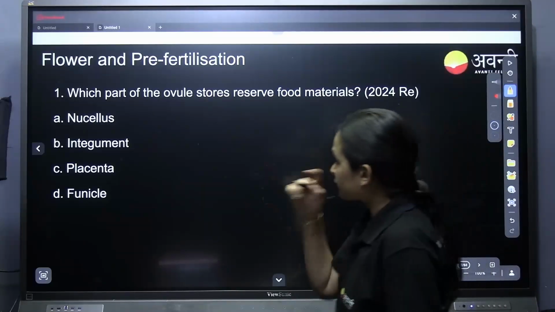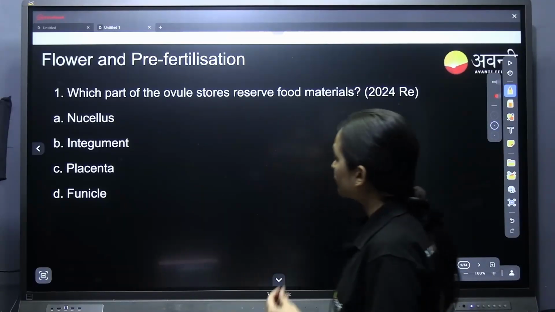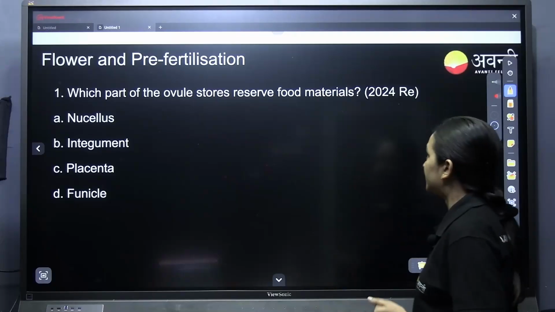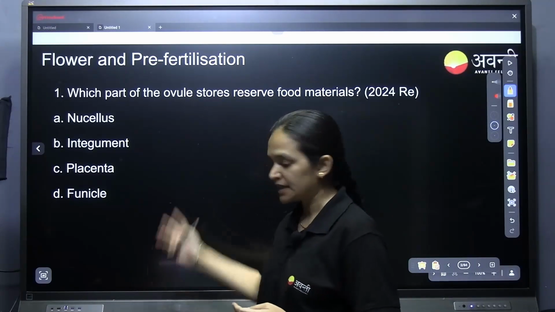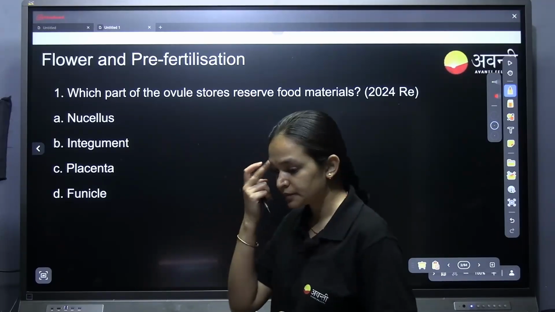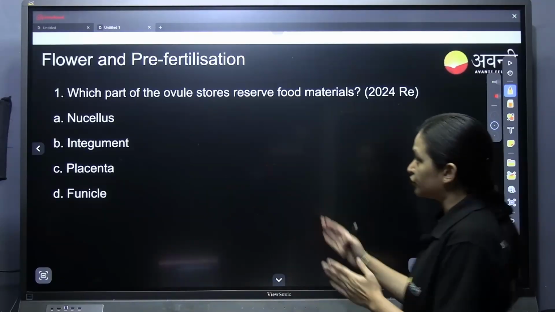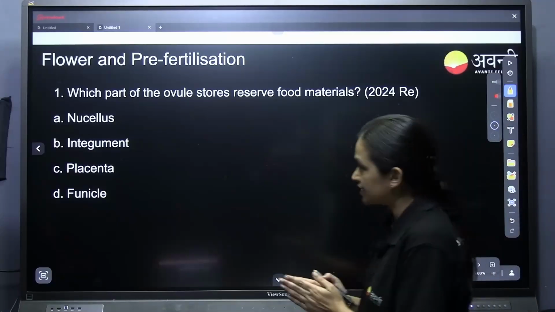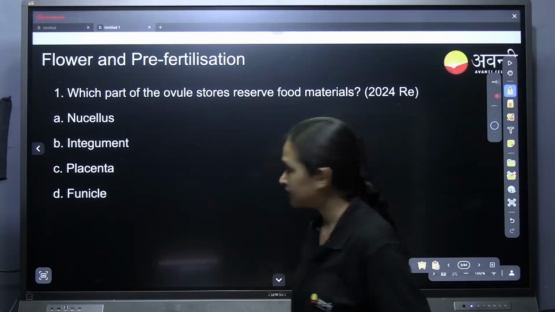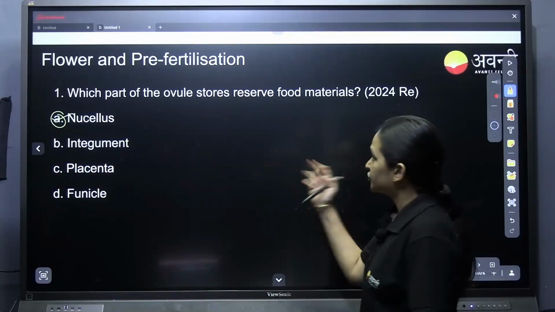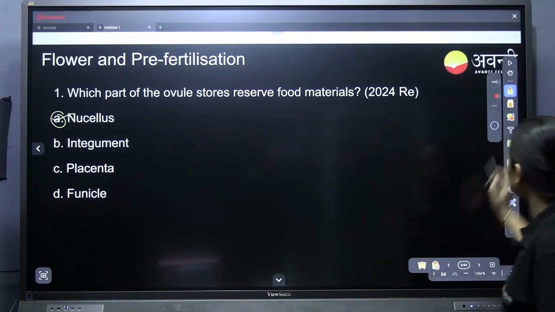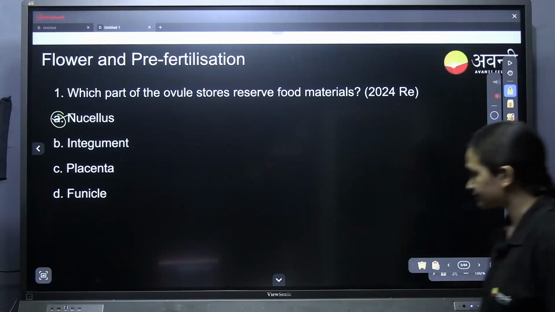The first question, from the flower and pre-fertilization: which part of the ovule stores reserve food materials? Easy, directly from the NCERT. Tell me the answer. Which part of the ovule stores reserve food materials? Is it nucellus? Yes, Kiran, very good. Yes, it is nucellus, which stores the reserve food material.